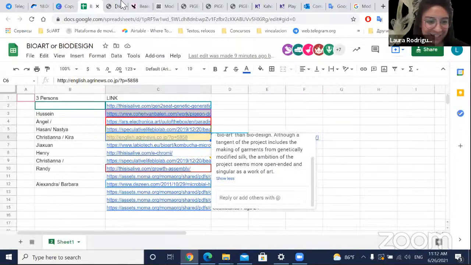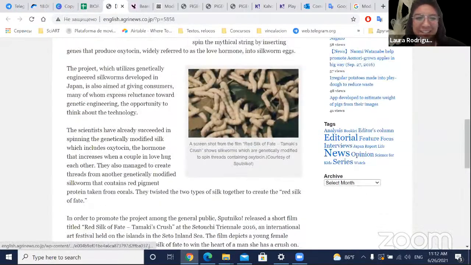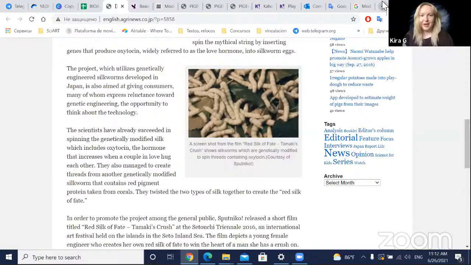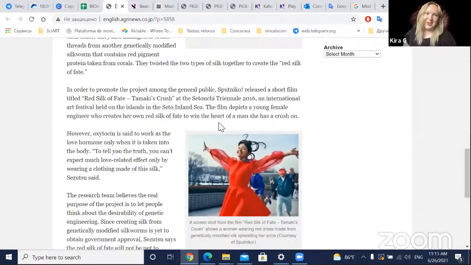Okay, and Kira, do you want to add something? Yeah, I also think that this is mostly a bio art idea. This experiment was designed to prove the idea of how our perception of love can be translated into living tissues. So yeah, I think it's purely a bio art thing, but with this dress, they have the sense that you can't fall in love just by walking in this dress. So yeah, this is purely an ideological thing.